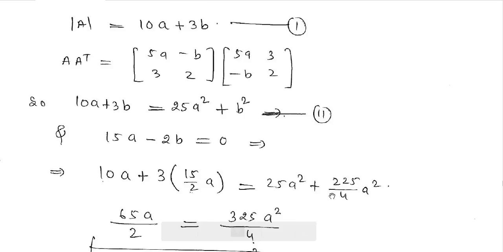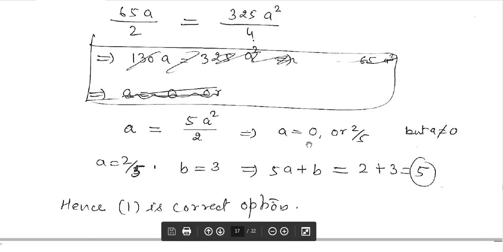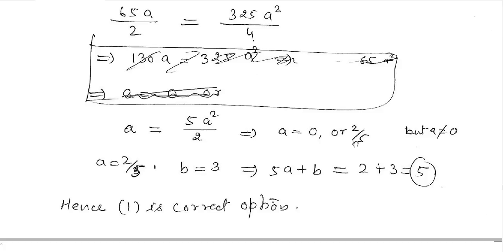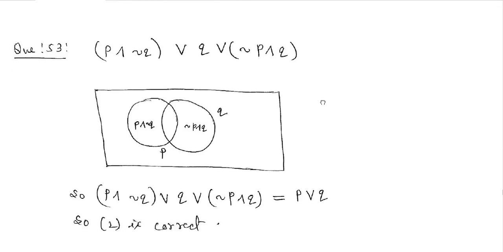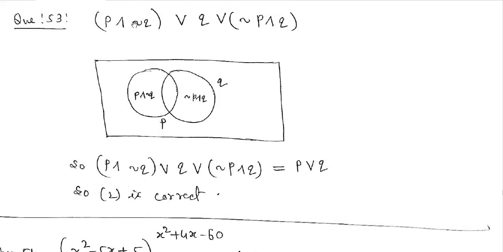Okay, let's say it may be 0. So there were some options that we get from this value, 2 by 5, and in that case 5a plus b we are getting 5. There was no situation like 0, there was no option 0, so 0 may be the answer of this, but 0 was not in the options. Hence in question number 53, this is logic, we can solve this type of question by logic.